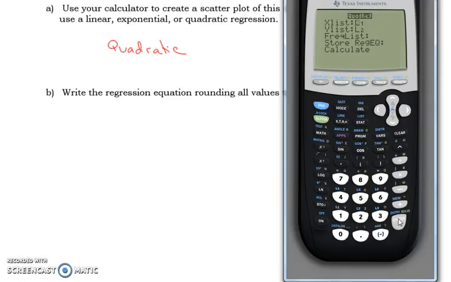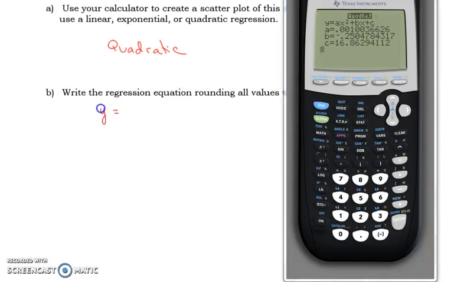Again, the data is in L1 and L2. We don't have a frequency list. We're not going to store the equation. So I'm going to go down to Calculate. And again, what I want you to notice is they give me the general form of a quadratic first in standard form, and then they give me the A, B, and C to substitute. So I'm just going to substitute the A, B, and C rounding to the nearest thousandth.